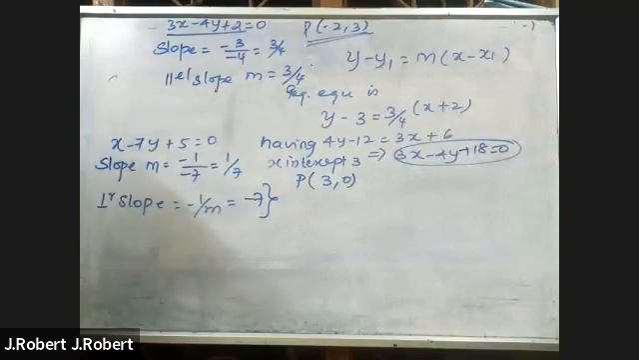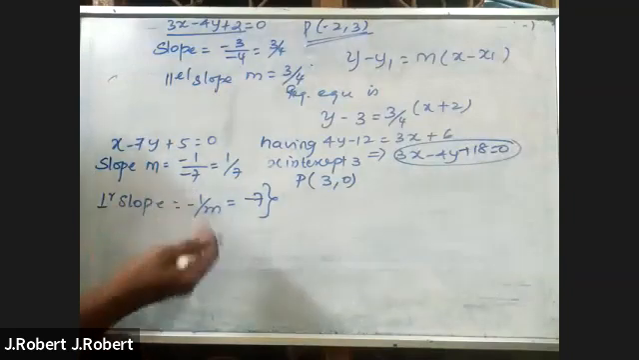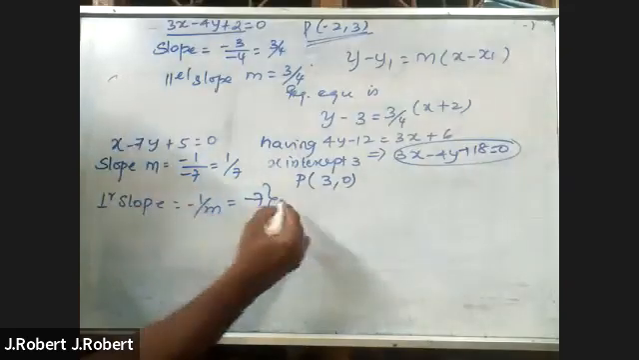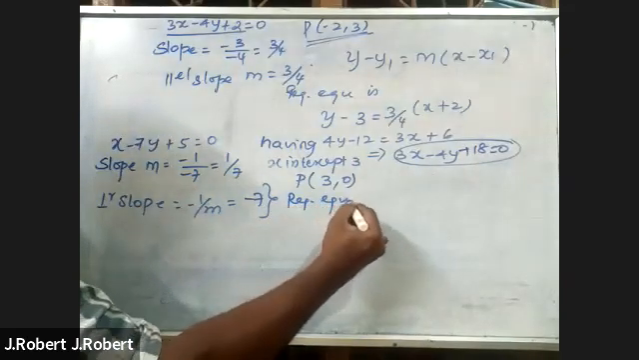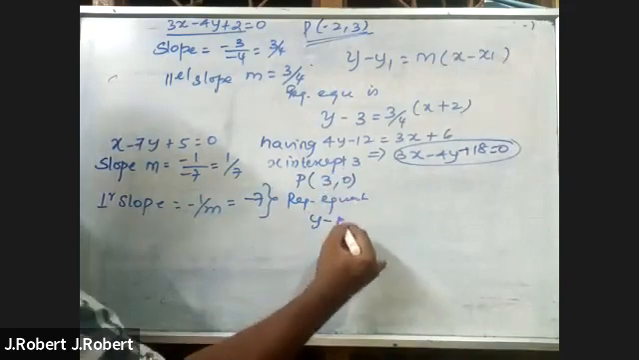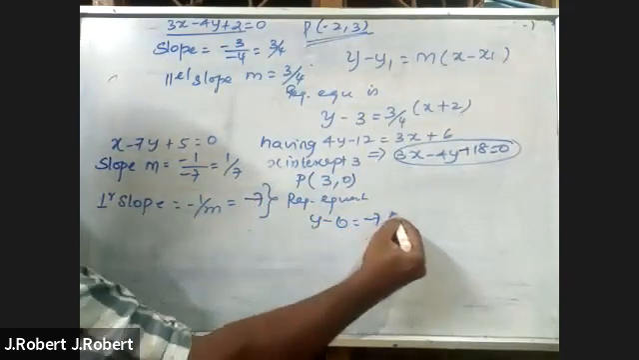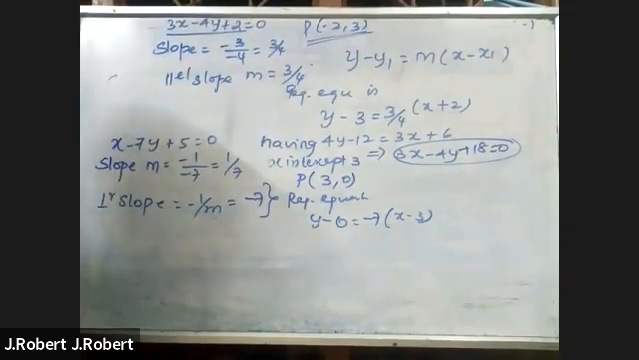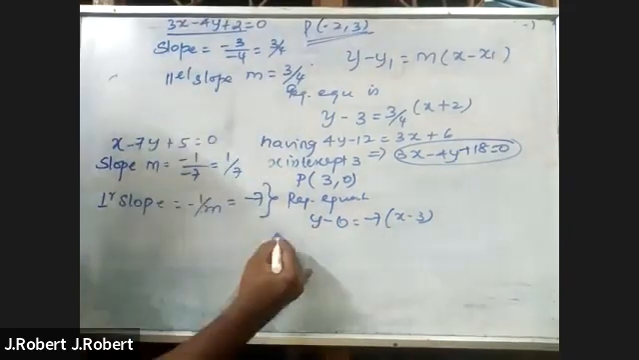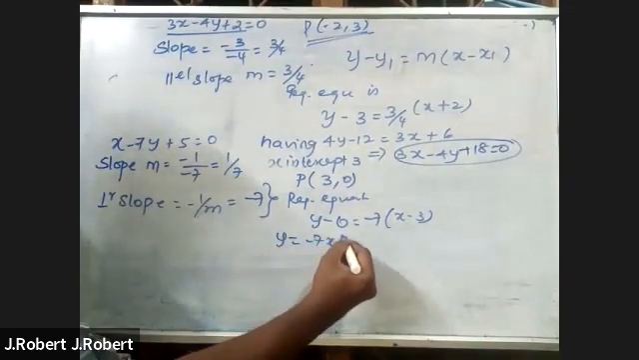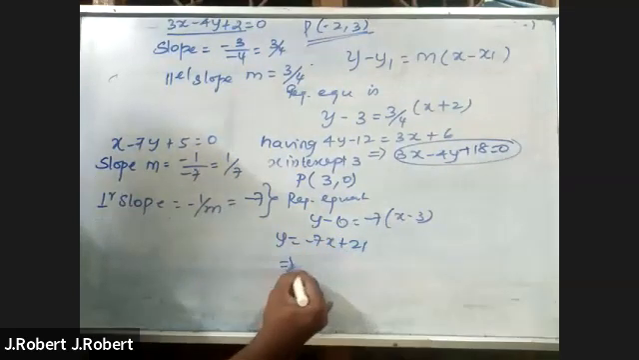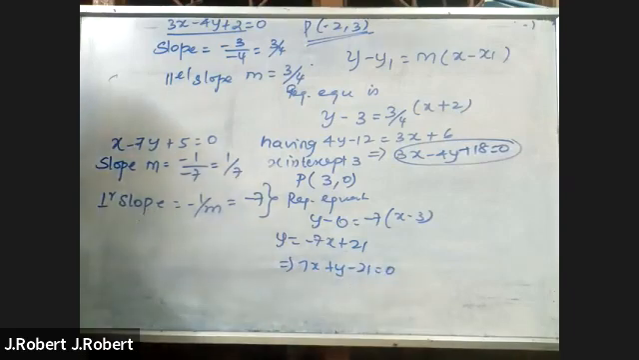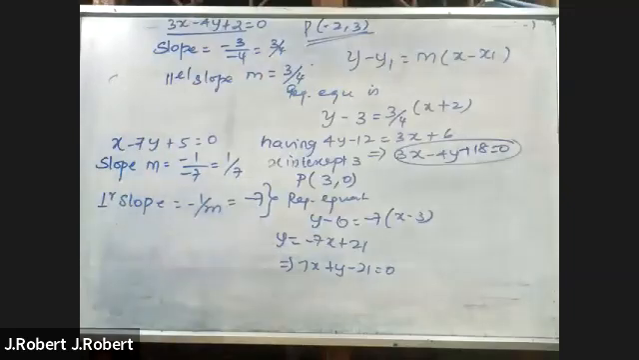Another question கேட்டிருக்கான். Find the equation of the line which is perpendicular to the line. அப்ப அந்த perpendicular line கான slope தான் minus 7. இதை தான் யூஸ் பண்ணணும். அப்போ required equation is y minus y1. Your y1 is 0. M is nothing but minus 7. Y is equal to minus 7x plus 21. This will give you 7x plus y minus 21 equal to 0. That is that. Please take down.